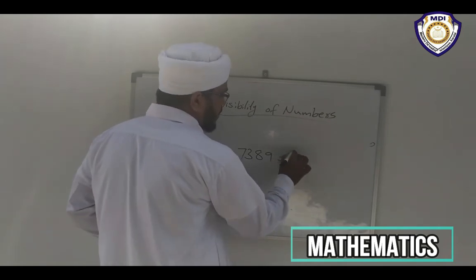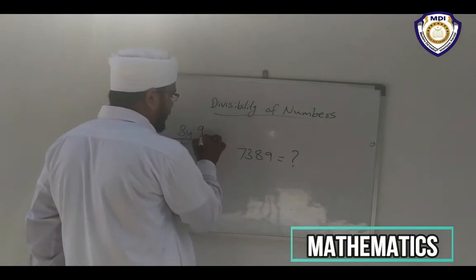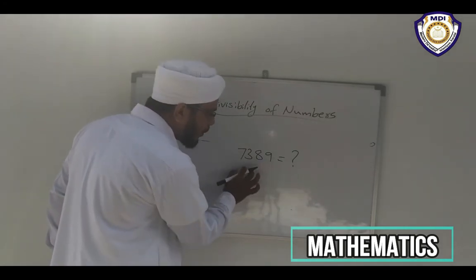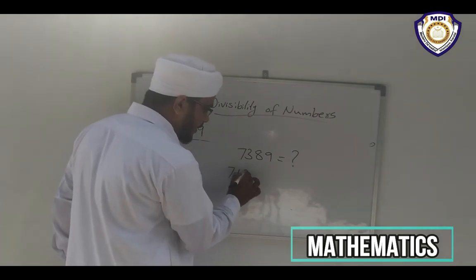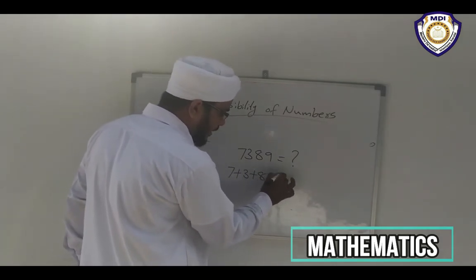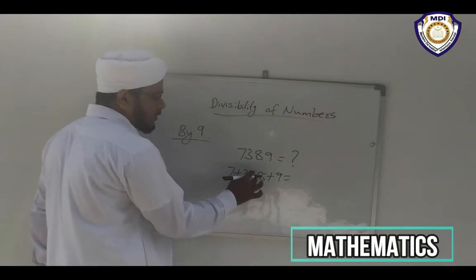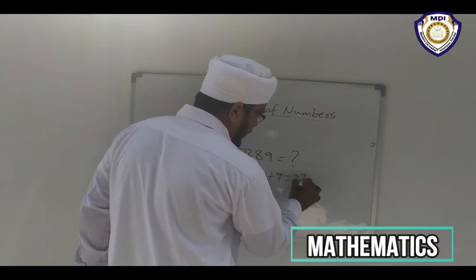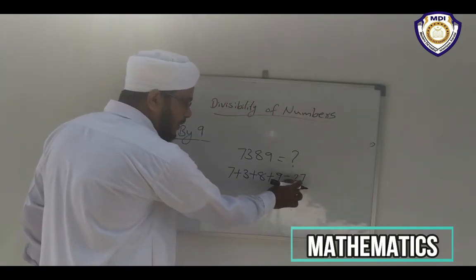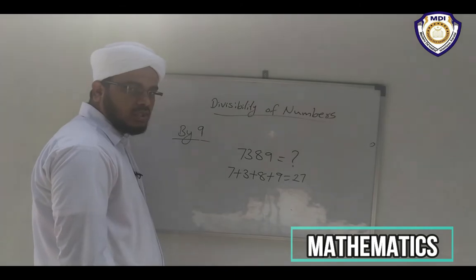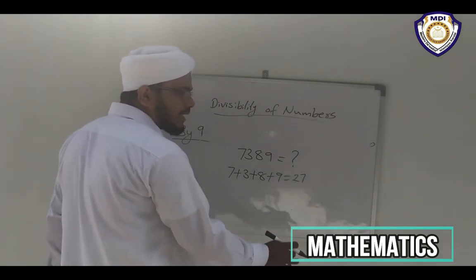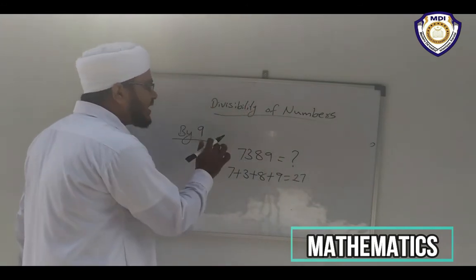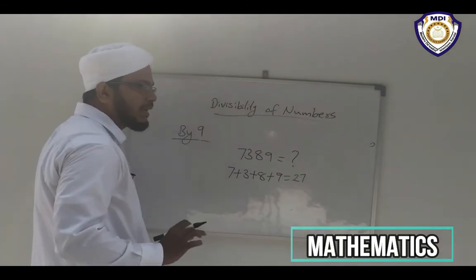Okay. Is it divisible by 9? How can we check? We have to find out the sum of the digits. Yes, 7 plus 3 plus 8 plus 9, 10, 19, 27. 27. Is it divisible by 9? Sure. 3 times 9 is 27. Then it is divisible by 9. So this number is also divisible by 9.